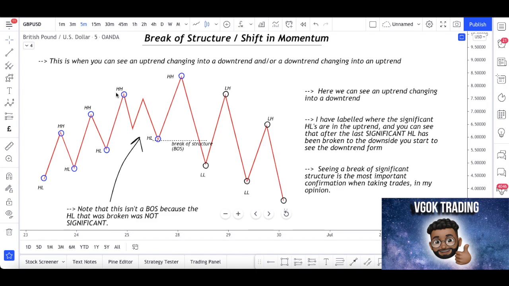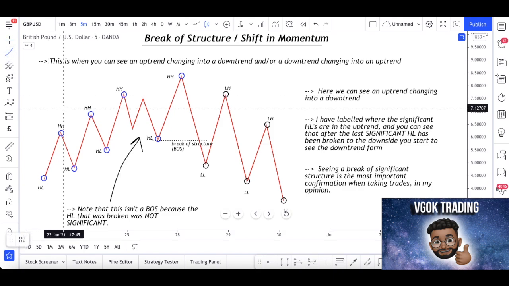As you can see, I've outlined the significant higher lows in the uptrend in blue. And you can see the last significant higher low here was broken. So this one here was the one that was broken. That was the last significant one. Therefore, that was the break of structure. Also take note that this point here is not a break of structure.